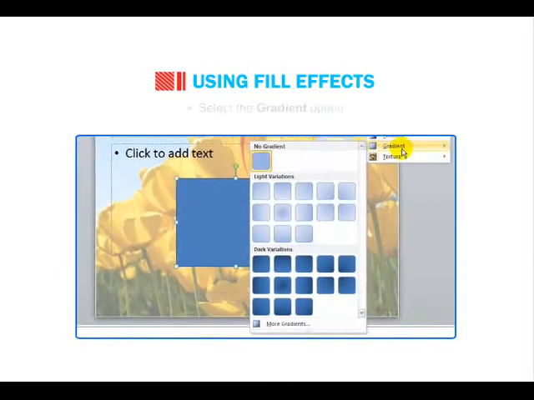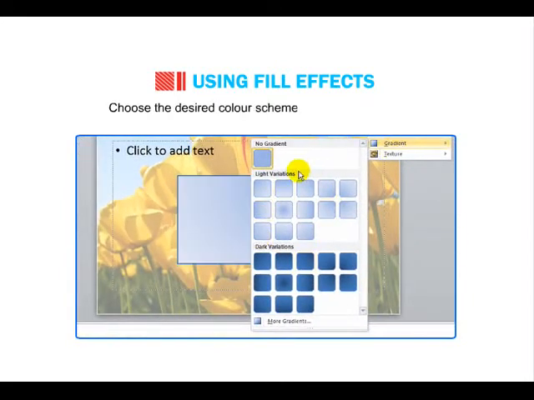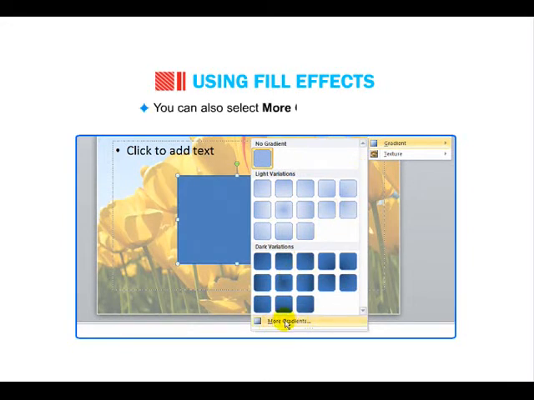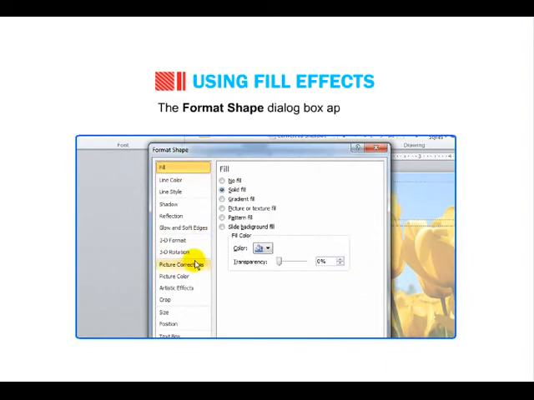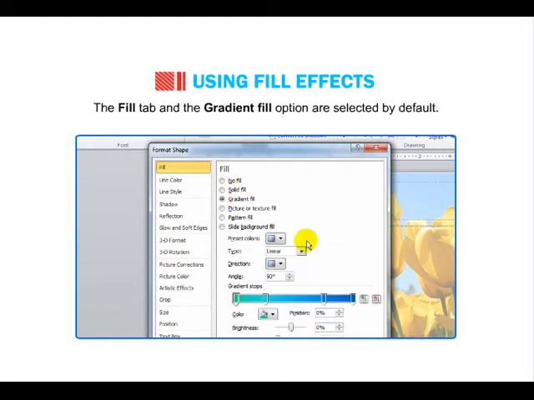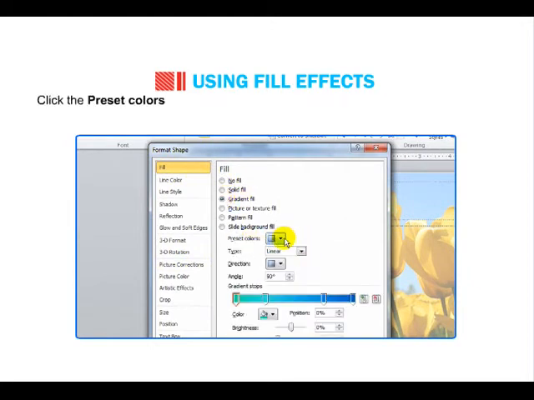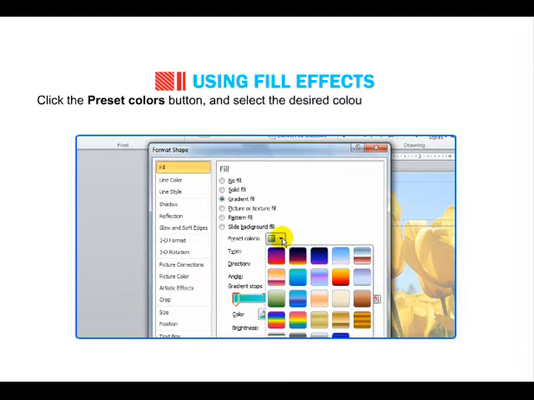Select the Gradient option. Choose the desired color scheme from the displayed list. You can also select the More Gradients option. The Format Shape dialog box appears. The Fill tab and the Gradient Fill option are selected by default. Click the Preset Colors button and select the desired color scheme from the drop-down list.